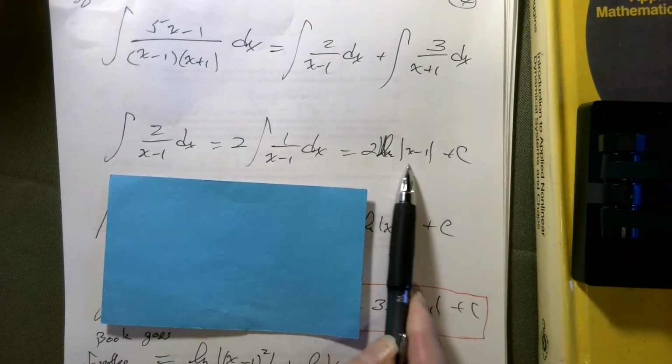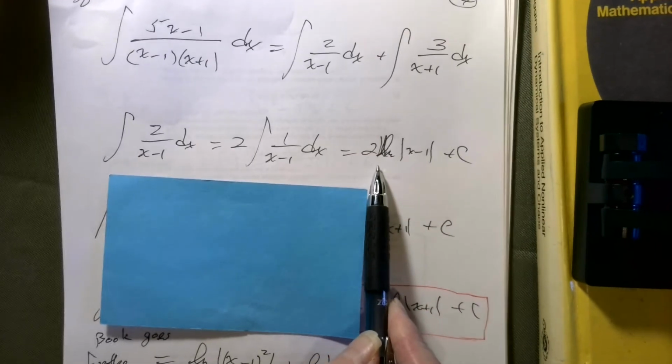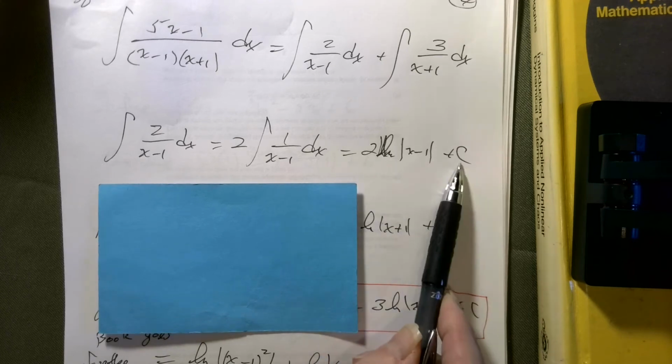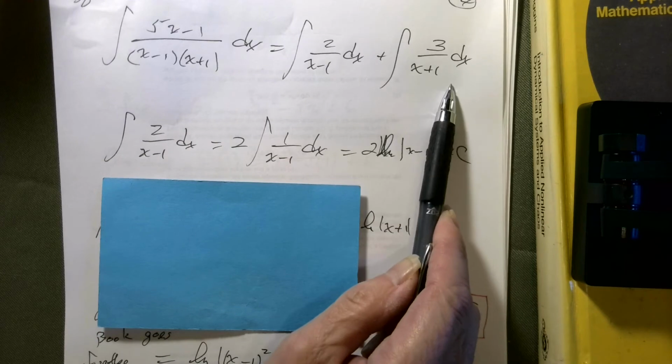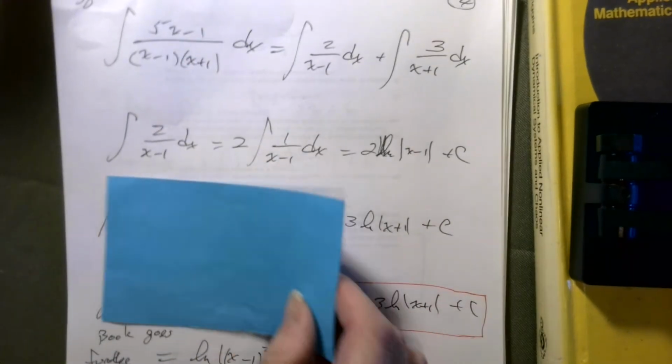And we have to put absolute values because we don't want to be in the complex plane at this point. So we're going to get 2 ln. You're going to get a constant of integration here from this one. You're going to get a constant of integration here. We're going to put those two together. We'll just call it a constant of integration.